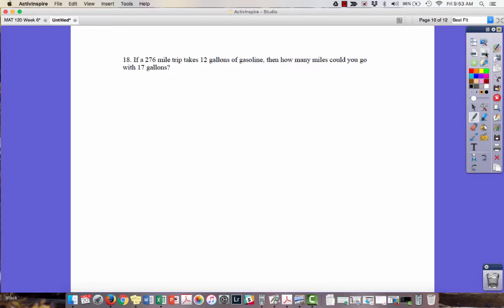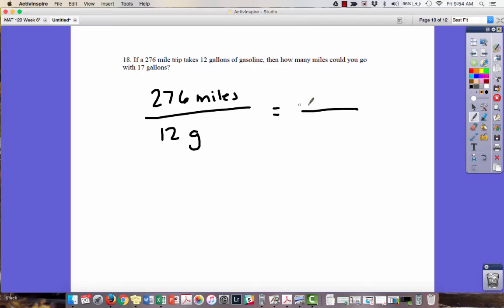Okay, so the number 18. We have a 276-mile trip, and it takes 12 gallons of gasoline. And then how many miles could you go with 17 gallons? It's a proportion question again. Remember, the gallons could be either on the top or the bottom, but they have to be the same. I can't have gallons on the top on one side and on the bottom on the other.